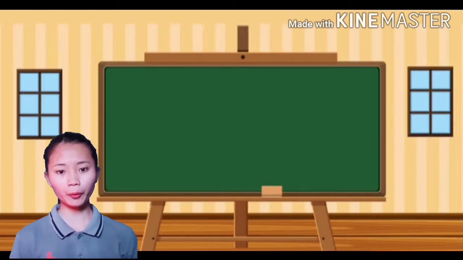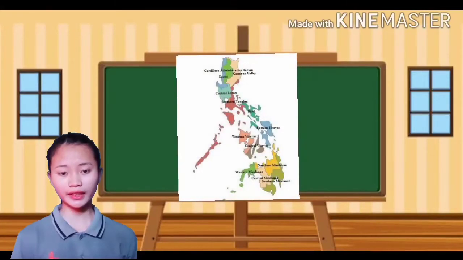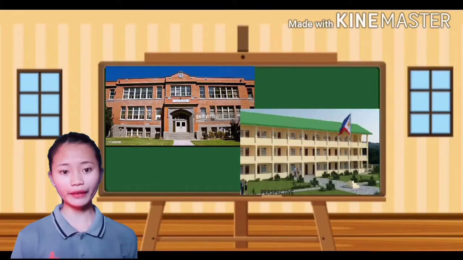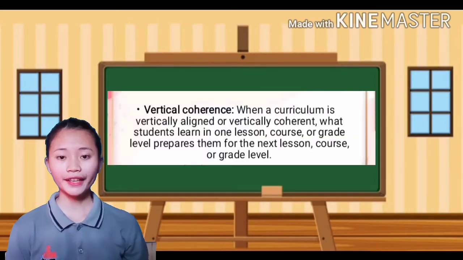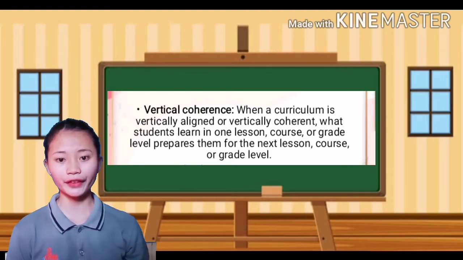While the specific approach or strategies used to map a curriculum may vary widely from district to district, school to school, or even teacher to teacher, the process typically aims to achieve a few common goals. First, vertical coherence. When a curriculum is vertically aligned or vertically coherent, what students learn in one lesson, course, or grade level prepares them for the next lesson, course, or grade level.